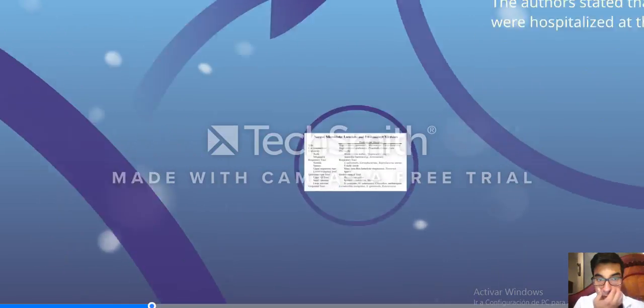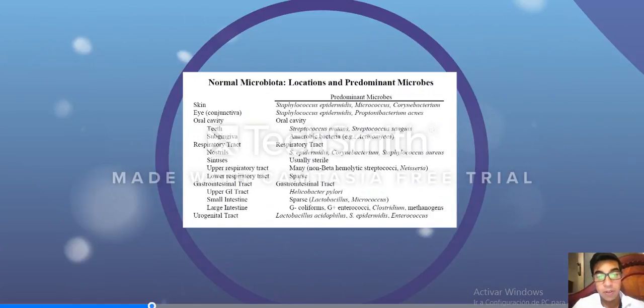So, table of normal microbiota location and predominant microbes.